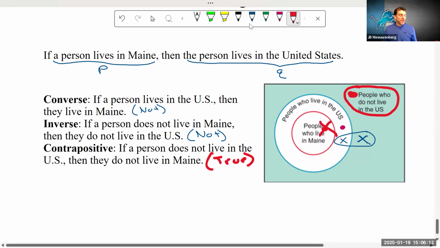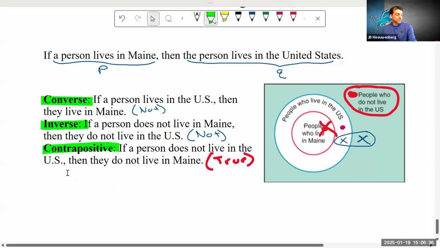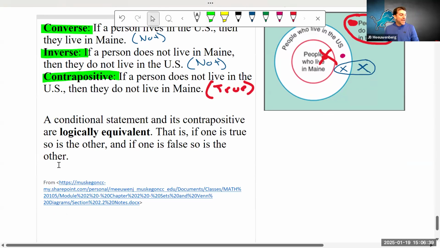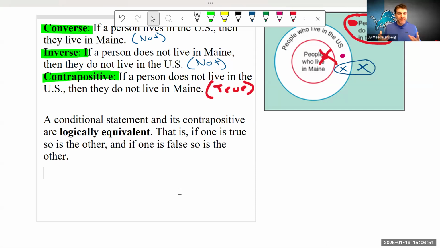So you can see from that example that a converse statement may or may not be true. An inverse statement may or may not be true. We can't know for sure. But a contrapositive statement, as long as the original statement's true, then the contrapositive will also be true. We say that a conditional statement and its contrapositive are logically equivalent. The word equivalent in math usually means that two things have the same value, but they just look different. It's the same thing here, right?